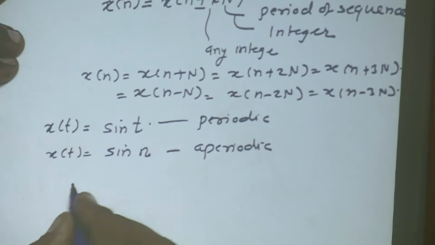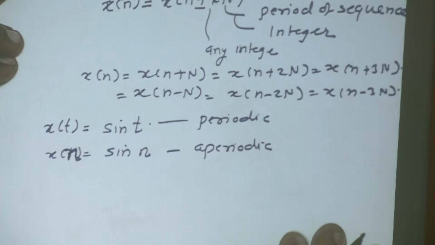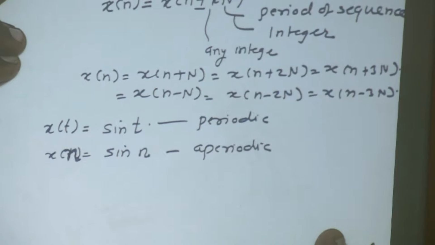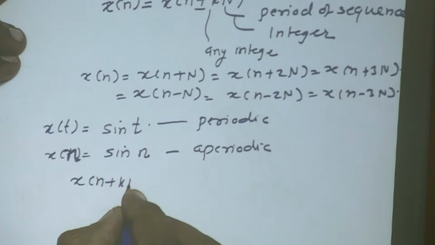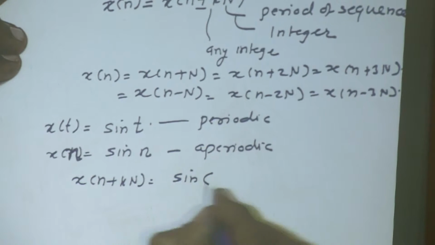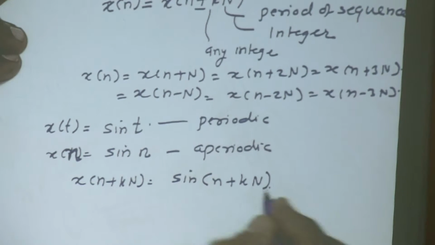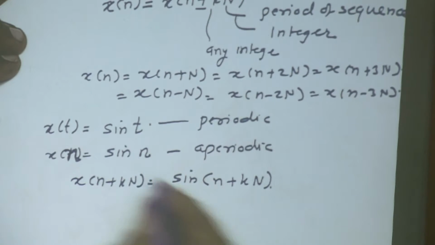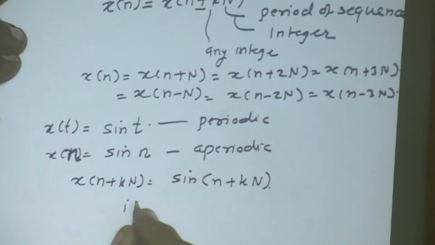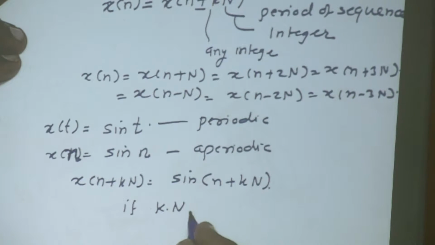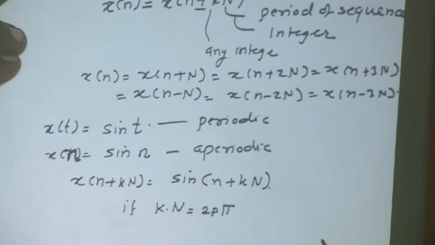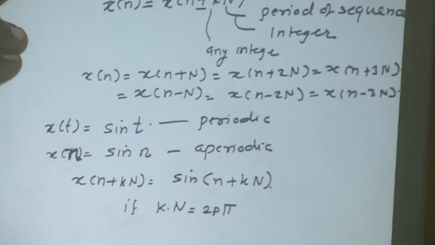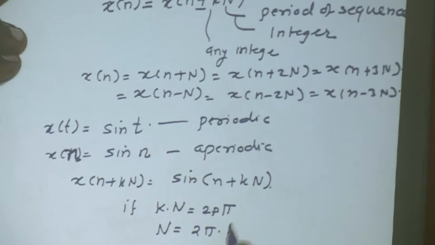Now to check this, I'm sorry, this must be n. x of n is equal to sine of n. It's a function of n. Now what is x of n plus k times n? This is equal to sine of n plus k times n. When will these two be equal? They will be equal if k times n is equal to 2p pi, where p is another integer, integral multiples of 2 pi, then it is periodic. It means N must be equal to 2 pi multiplied by p by k.